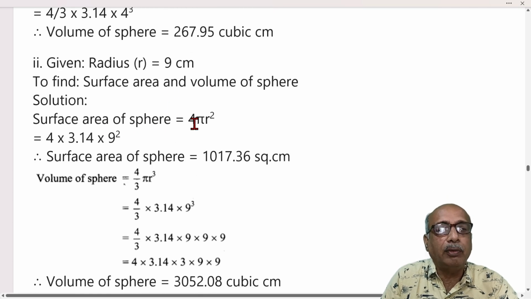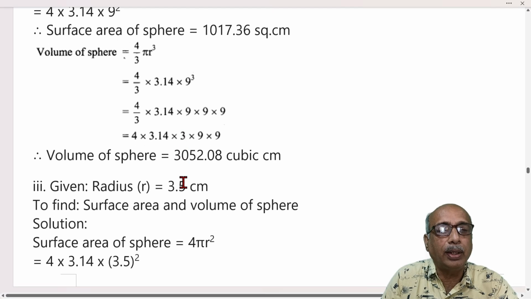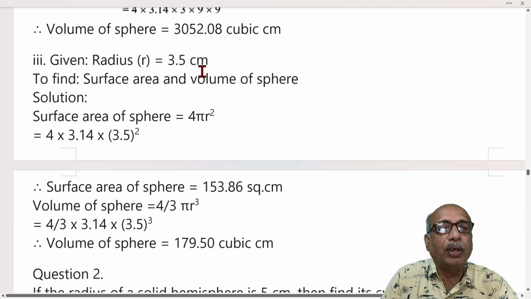Surface area of sphere equals 4 pi r square. Substitute the value, you will get 1017.36 square centimeter. Volume of sphere 4 by 3 pi r cube. Substitute the value and calculate. You will get volume of sphere equals 3052.08 cubic centimeter. Next, radius is 3.5 centimeter.